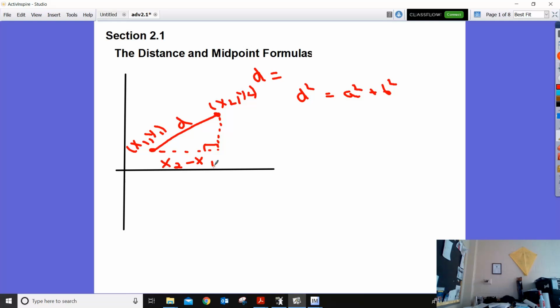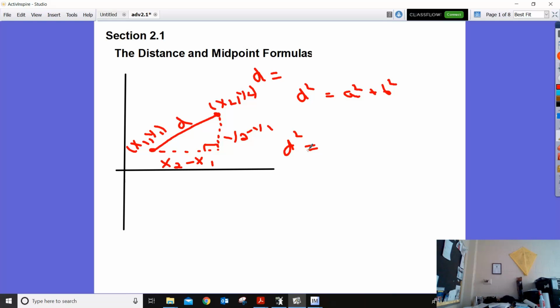Now, the height of this triangle, if this was 12 and this was 3, how long would this line segment be? 9. What did you do? You did y2 minus y1. Those are things you can plug into the Pythagorean theorem, aren't they?